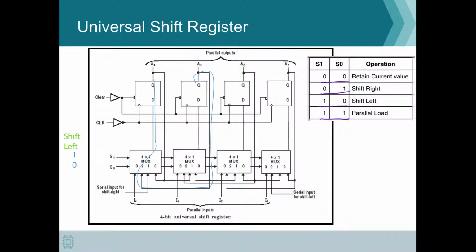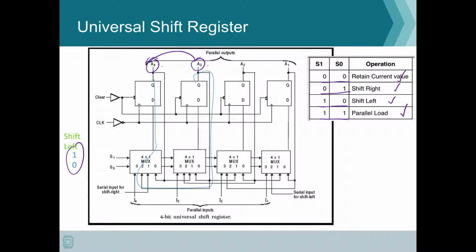So here you can see, we have seen how it retains the value, the parallel load, and the shift left. But here we will see how it actually does the shift left operation. So in the case of the shift left operation, the A3 is actually moved to A4. So the loop which is shown here in the blue is the path it takes for a value of 1 0 in order to move the value from A3 to A4.